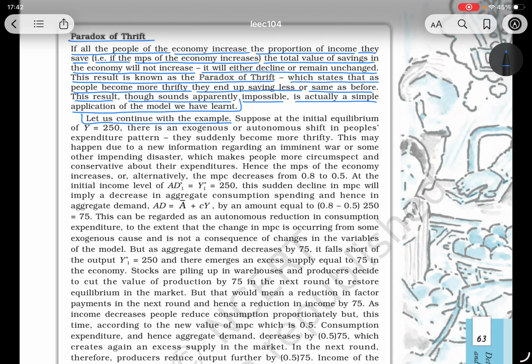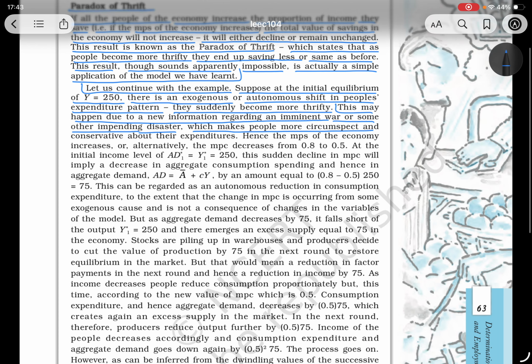Let us continue with the example. Suppose at the initial equilibrium of Y equals 250, there is an exogenous and autonomous shift in people's expenditure pattern. They suddenly become more thrifty. This may happen due to new information regarding an imminent war or some other impending disaster, which makes people more circumspect and conservative about their expenditures.